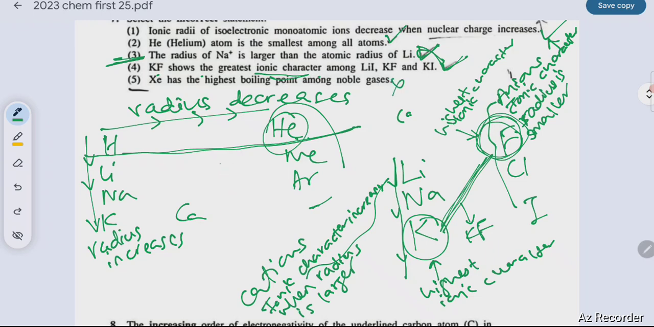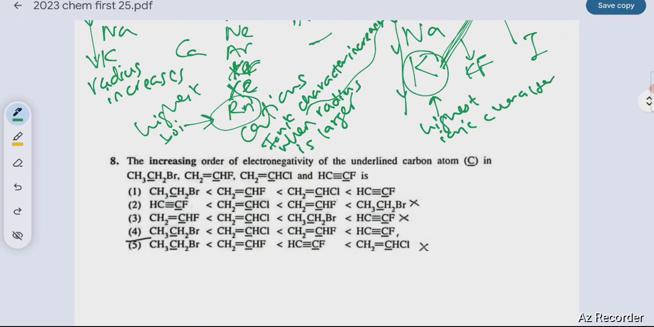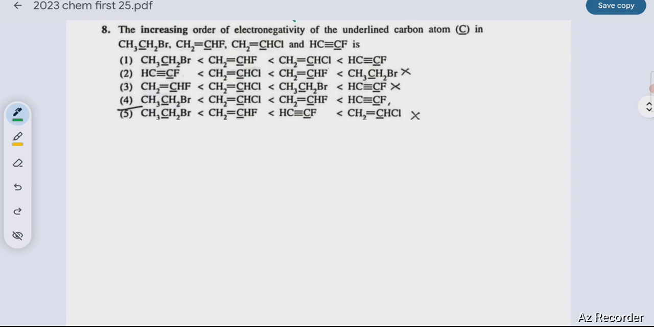If we take the group 8 elements, helium, neon, argon, krypton, xenon and radon are there. So xenon is not at the bottommost; radon is the bottommost one. So radon has the highest boiling point. So the fifth one is also wrong. There are two incorrect answers, answer 3 and answer 5. Next we will move on to the 8th question.